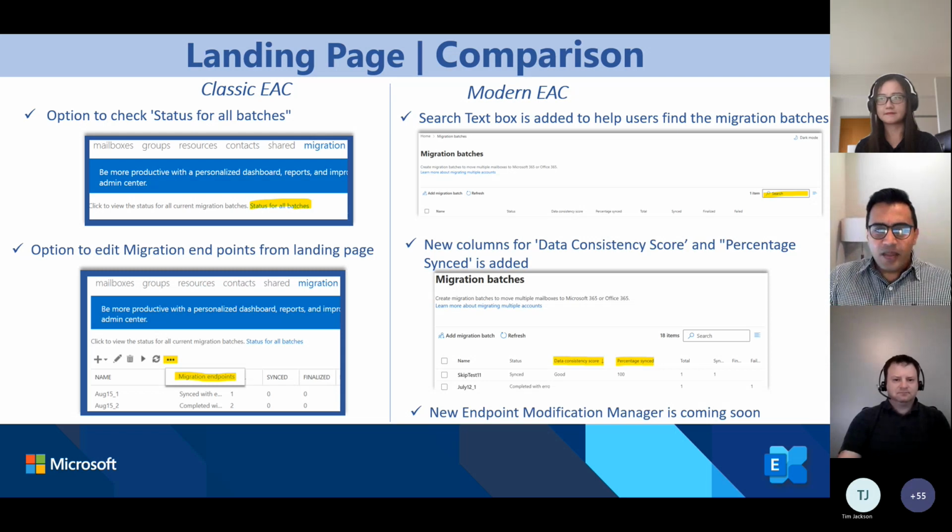So classic EAC has the option to check status for all batches, as you already saw, right? You can look at all the batches as you can see here. But in modern EAC, you have search bars at the top. You also have the data consistency score and the percentage synced, those two new features that you will see in modern EAC. And when you go back, you can see that there's an option to edit migration endpoints from the landing page in classic EAC.